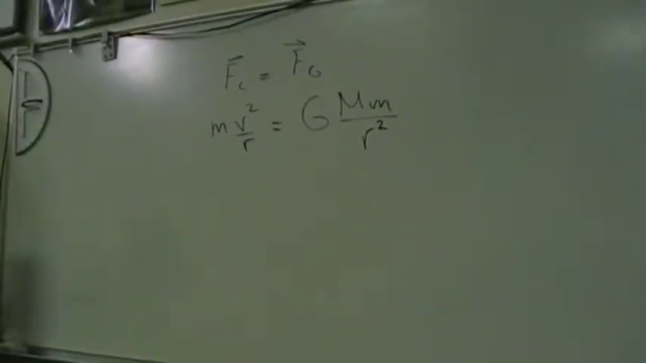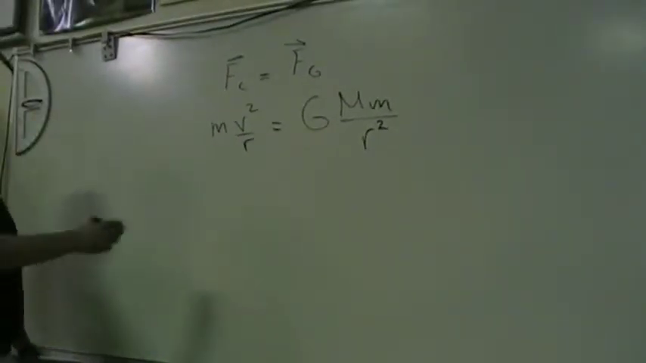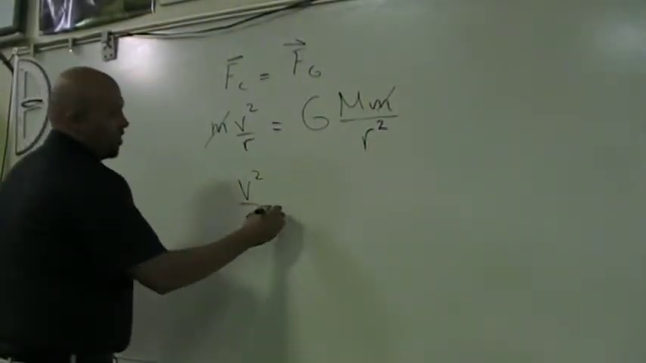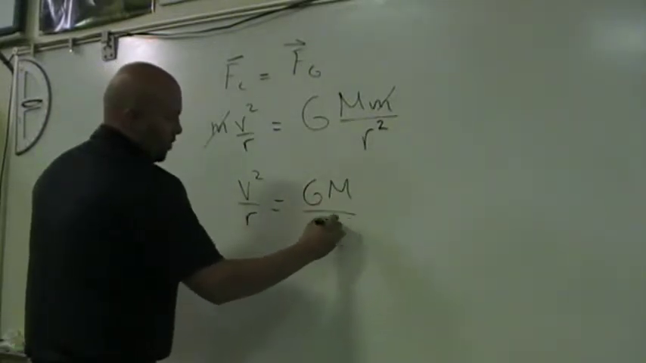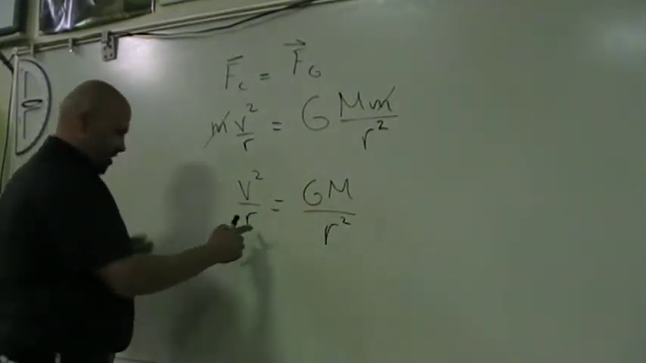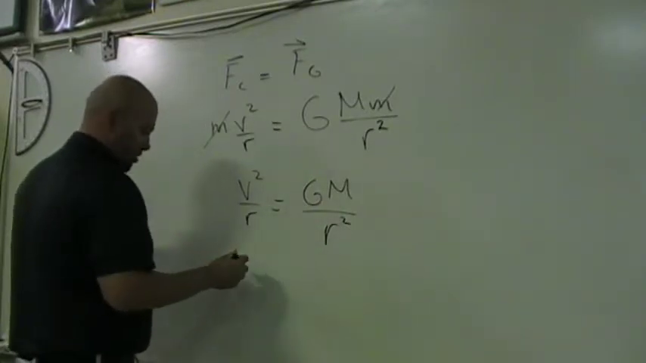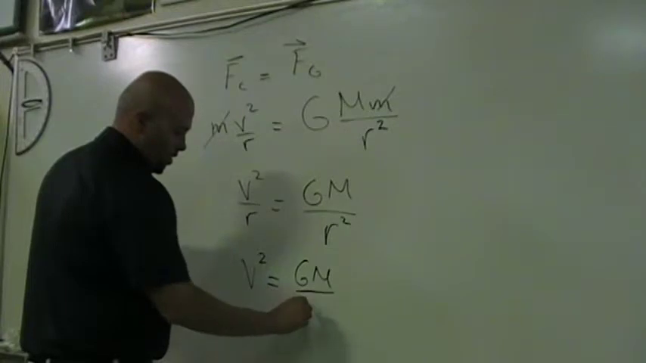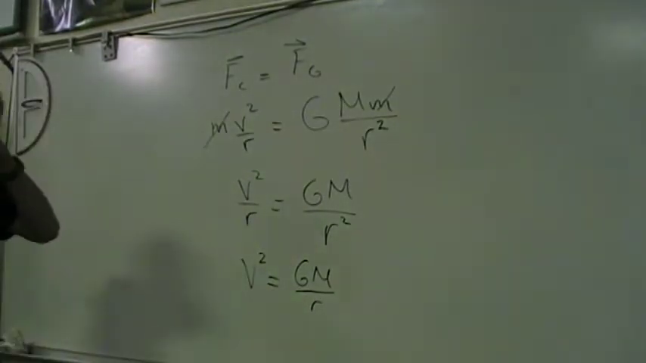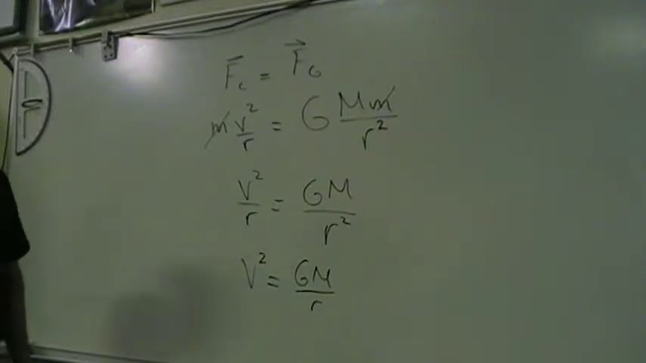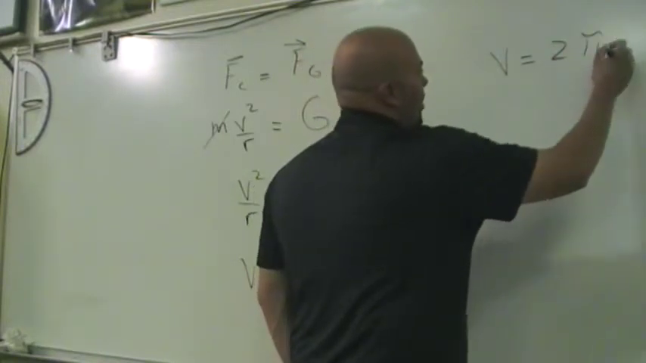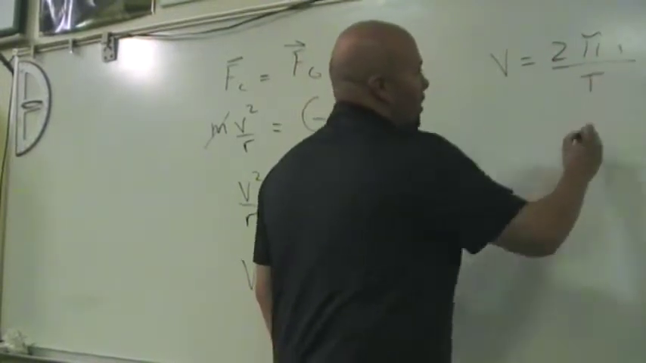All right, so we notice that the little mass cancels out. So we have v squared over r equals GM over r squared. Let's move the r over here. So we have v squared equals GM over r. And we need the time in here. So v equals 2 pi r over T.